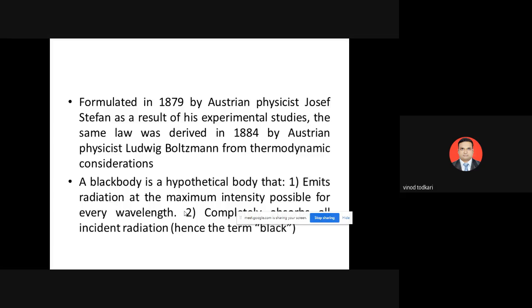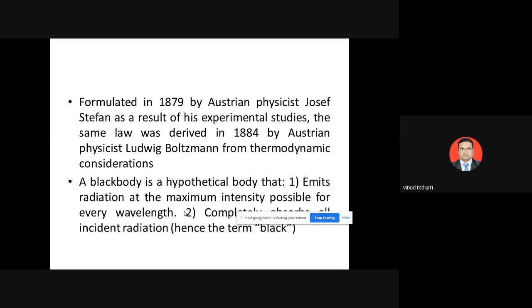Now the next important concept is the concept of black body. Now you might be knowing that black body is a hypothetical body. It is not a body in existence. It is an imaginary body. Black body is the body having maximum emissive power. So there are two concepts of black body. One, what is known for a layman also, is that black body is the body which absorbs all incident radiations.